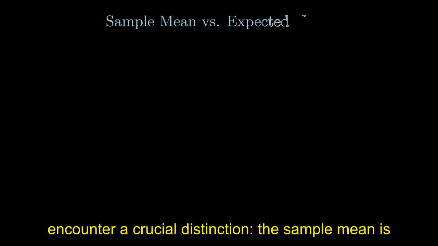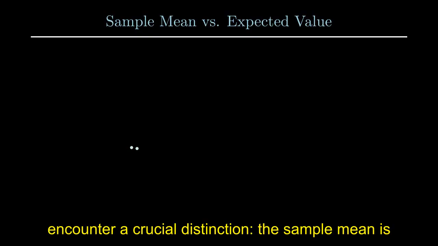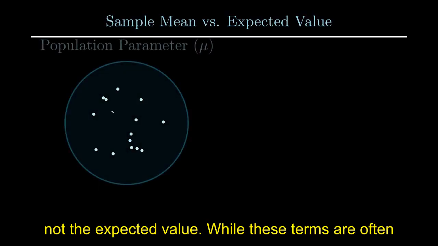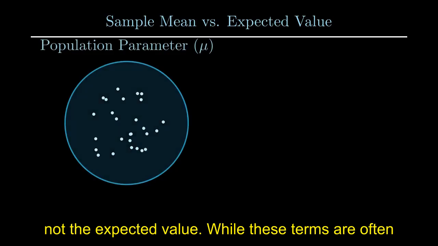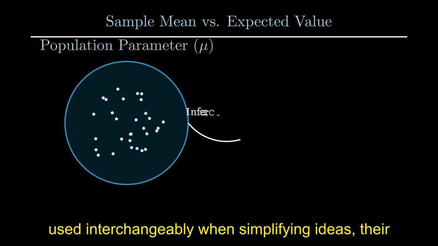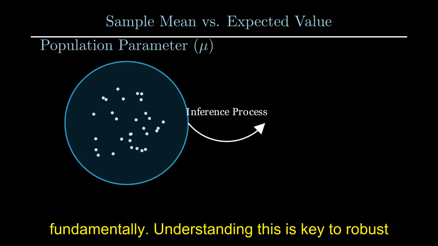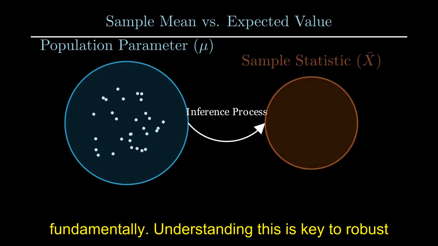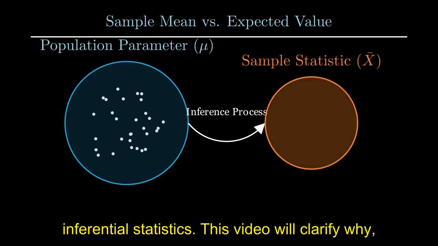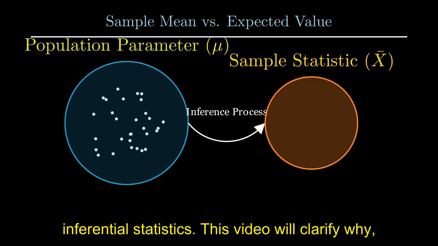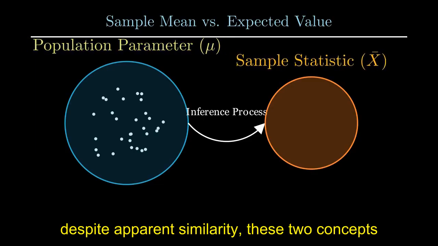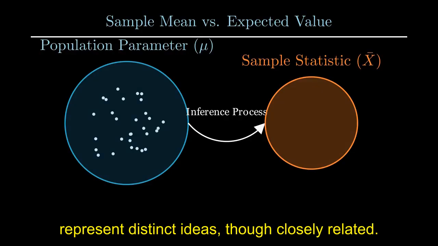Many aspiring statisticians and data scientists encounter a crucial distinction: the sample mean is not the expected value. While these terms are often used interchangeably when simplifying ideas, their precise definitions and implications differ fundamentally. Understanding this is key to robust inferential statistics. This video will clarify why, despite apparent similarity, these two concepts represent distinct ideas, though closely related.